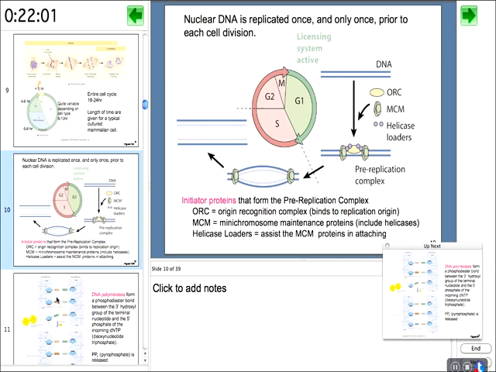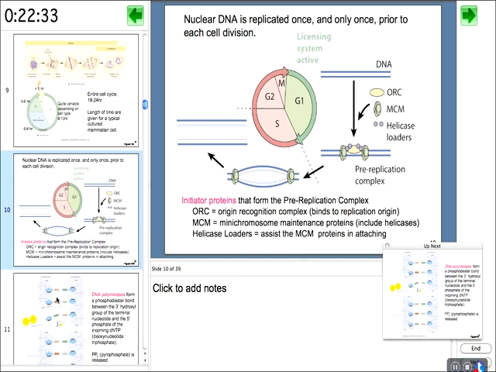So DNA in the nucleus is different from that in the mitochondria. Let's not worry about that for right now. We're going to worry about the nucleus, right? Nuclear DNA is replicated once and only once during each cell division process. During each cell cycle, it's going to be replicated once and only once. Now, this is incredibly important. Why? Why can DNA only be replicated once during each cell cycle?